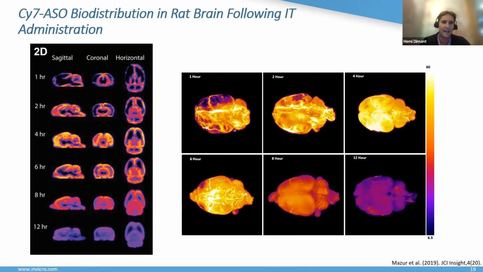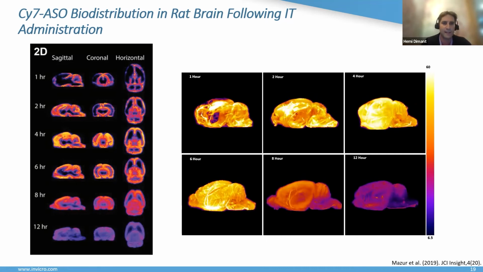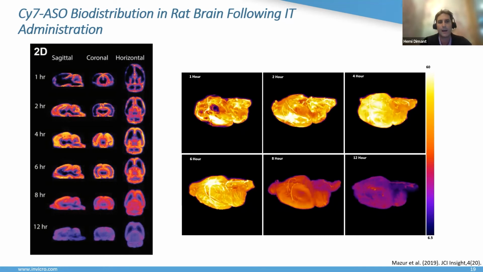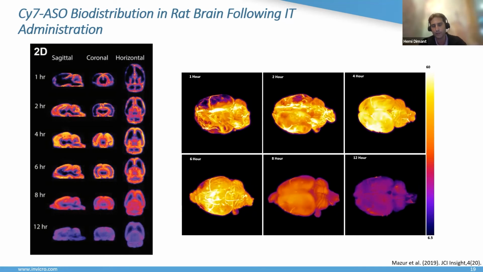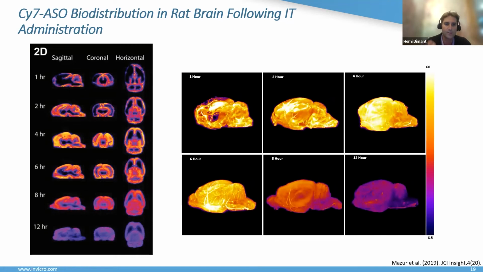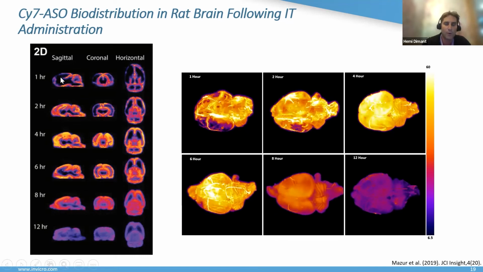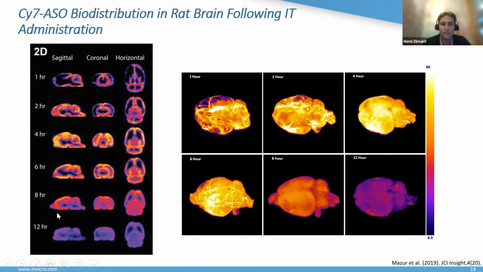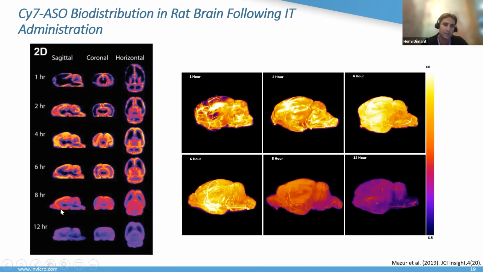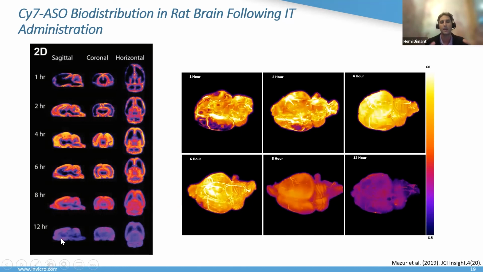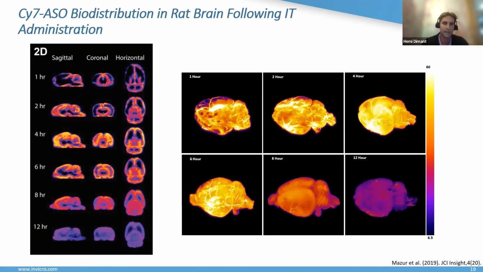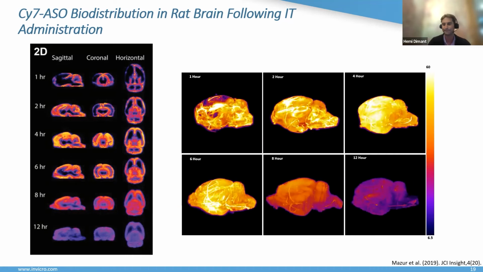On the left here, you can see again just an example of the multi-view functionality, a single plane, several views over time points to appreciate the fact that in 1 hour, most of the signal is around the meninges. As you go into the 8 and 12 hours time point, the signal covers more tissue than it does in the earlier time points.